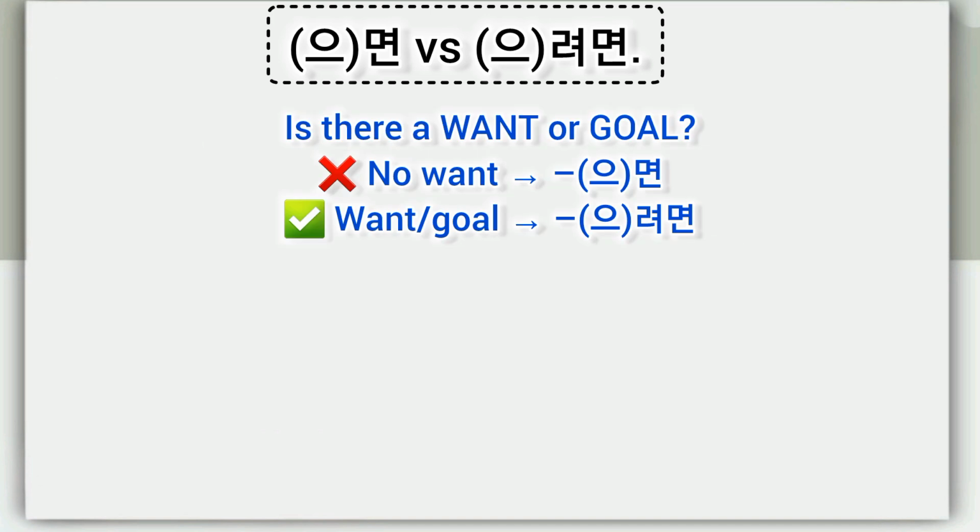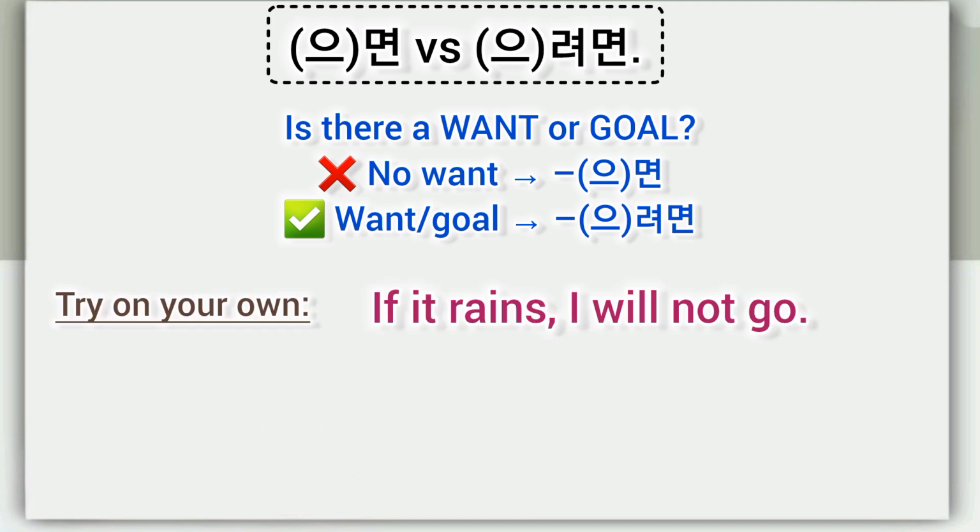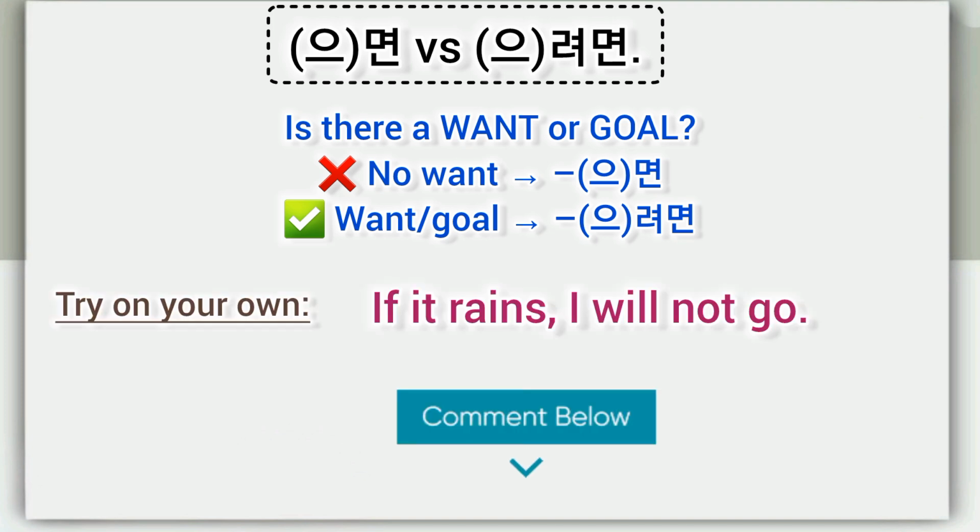If you are still confused, just think, is there a want or a goal? If no, use umyan, and if yes, use uryaman. Try a sentence on your own. If it rains, I will not go.